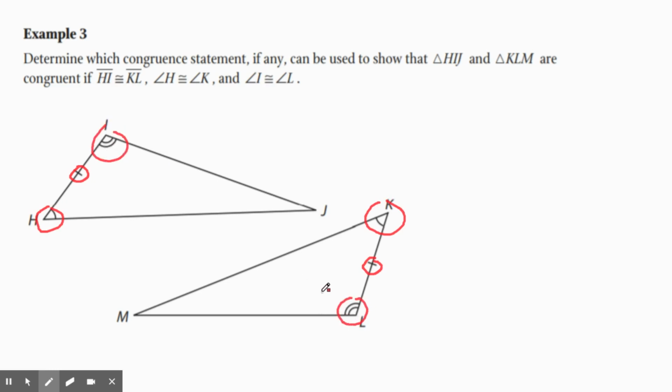So I have two congruent angles and then one congruent side. The question is, is this an included side? And if the answer is yes, I can use angle, side, angle. And yes, that is an included side. So these two triangles are going to be congruent because of ASA.